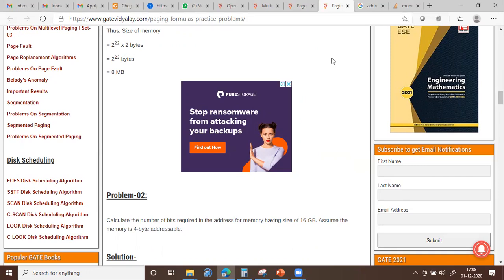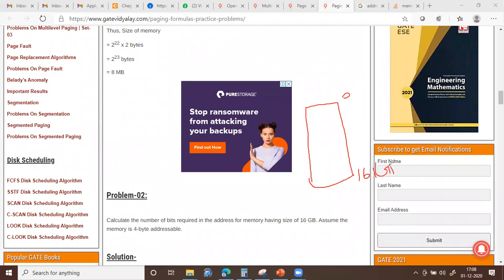Here the memory capacity is given. We are asked to identify how many bits are required to address this particular memory. The size of the memory is 16 GB, and each location occupies 4 bytes. So you have a memory where the starting location is 0 and the ending location is 16 GB.